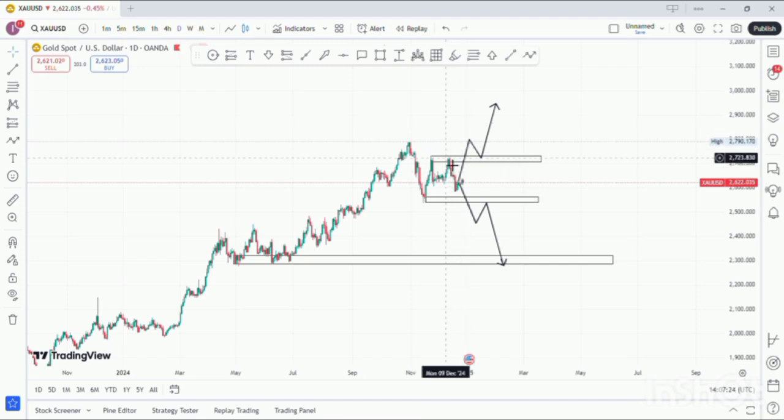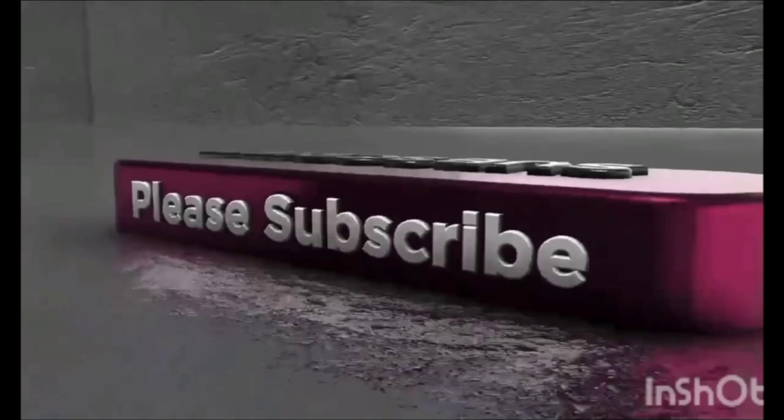So that's basically it for the daily time frame on XAUUSD. We are going to be moving over to the 4 hours time frame, so we can also pick out some zones that we need to be looking out for, guys.